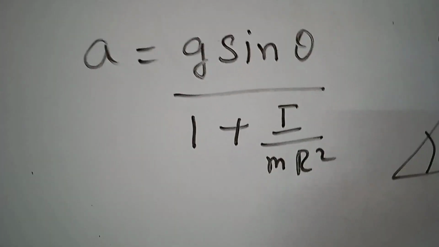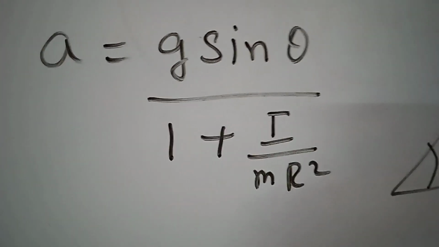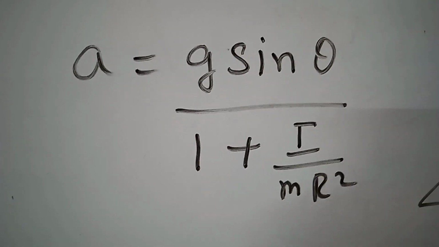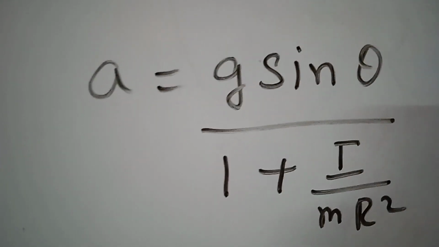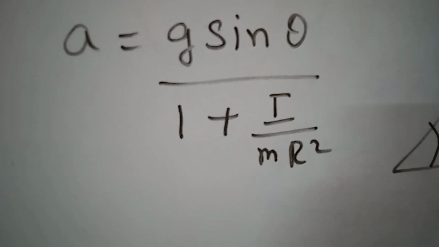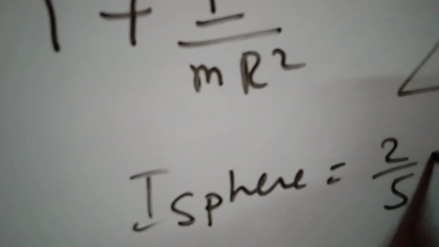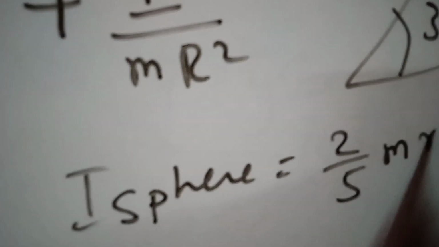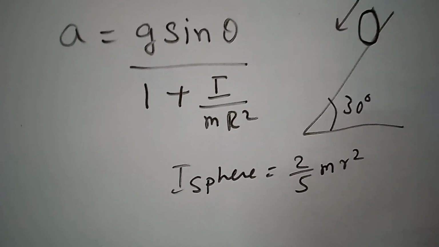So do you get it? Acceleration equal to g sine theta divided by 1 plus I by m r square. That means A is the linear acceleration, g is the acceleration due to gravity, I is the moment of inertia, m is the mass, and r is the radius. So I of a sphere is how much? We all know it is equal to 2/5 of m r square.